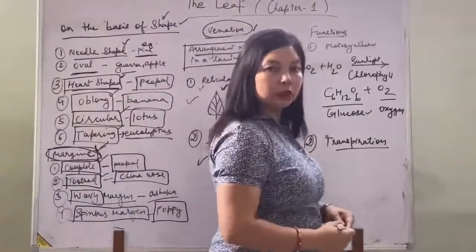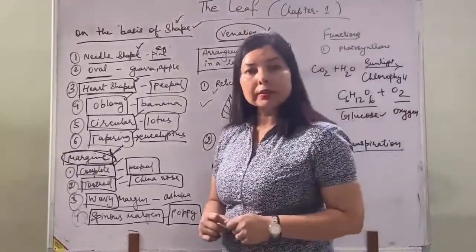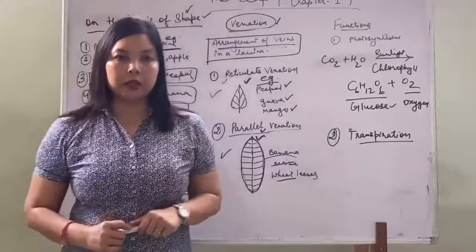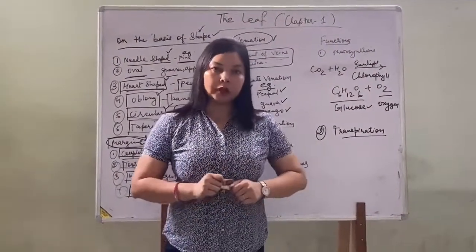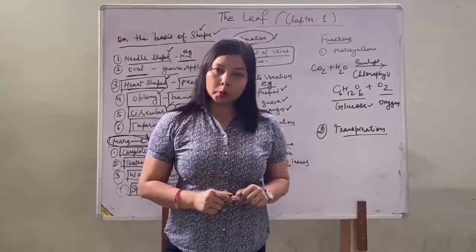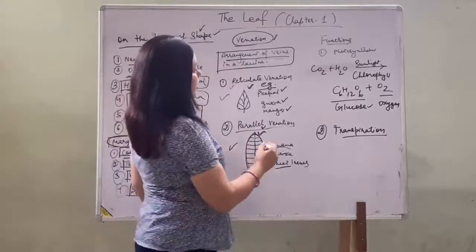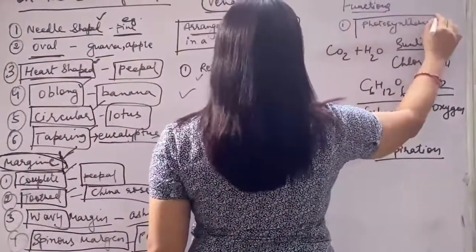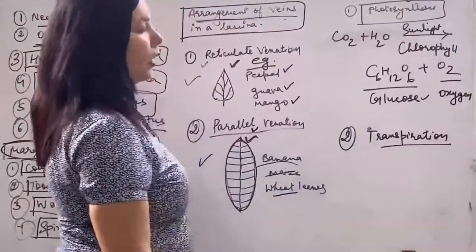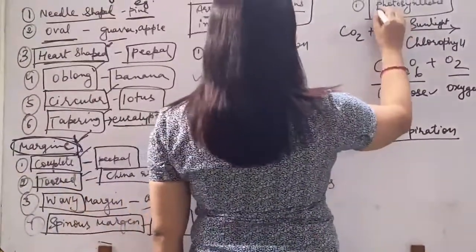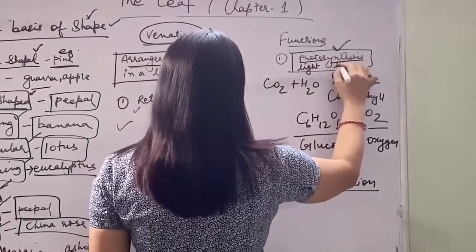So children, now we will talk about function of the leaf. We all know that leaf is a very important part of the plant. There are many functions of the leaf, but the two important functions of the leaf are photosynthesis and transpiration. Photosynthesis, it's a food making process in the plants, in green plants. So photo means light and synthesis means formation.